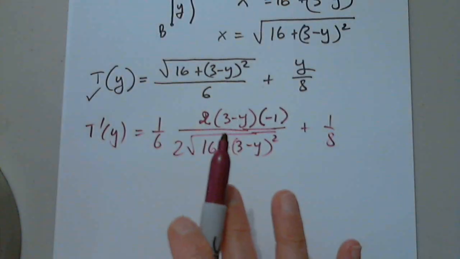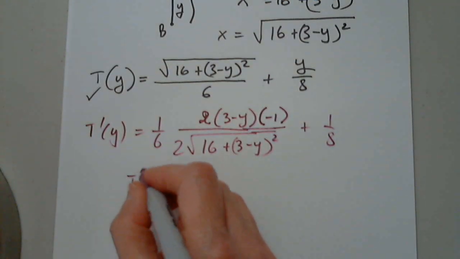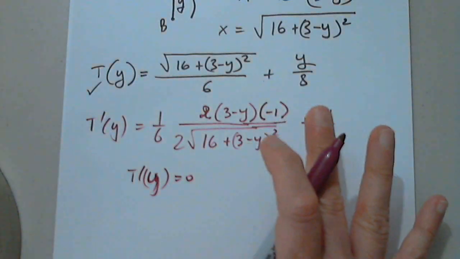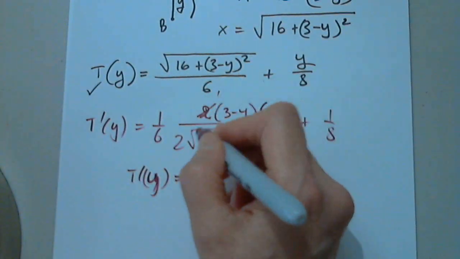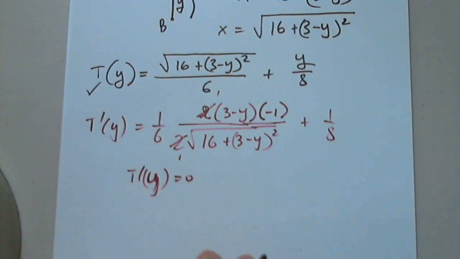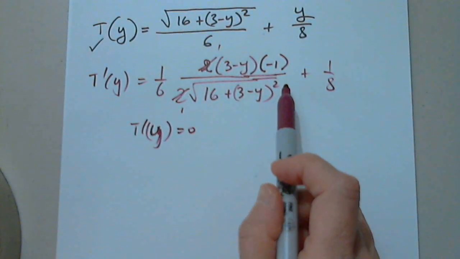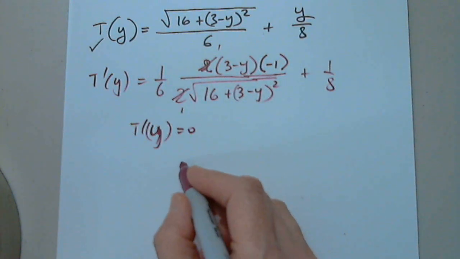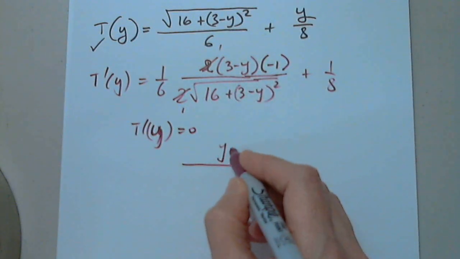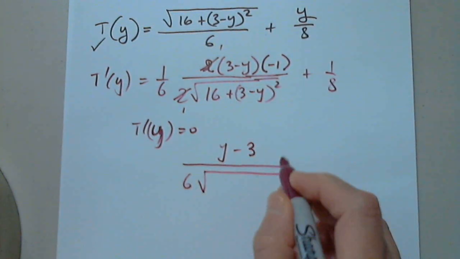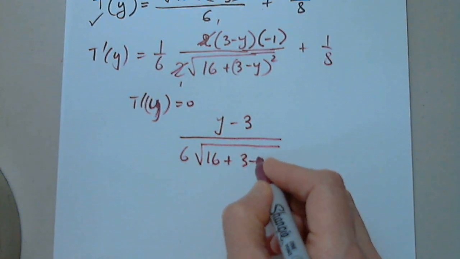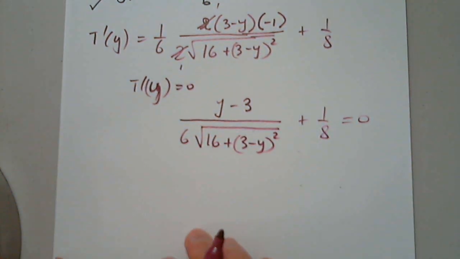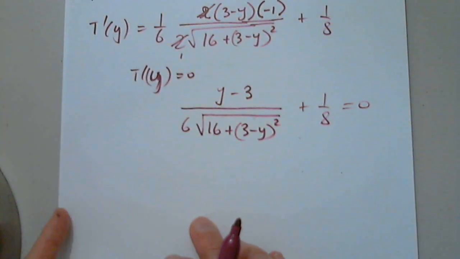Now, this can never be undefined, because this cannot be 0. So t prime of y equals 0. Ugly. That's not a friendly situation. I will simplify the 2's. And let's see what we have. y minus 3 over 6, the square root of 16 plus 3 minus y, everything squared, plus 1 over 8 equals 0. Gee whiz. Okay.